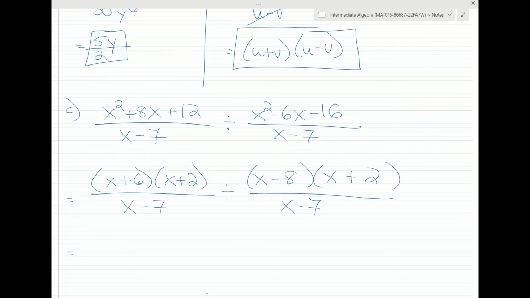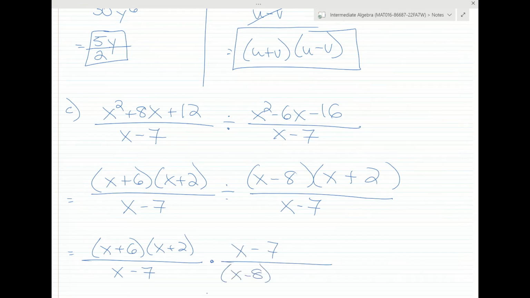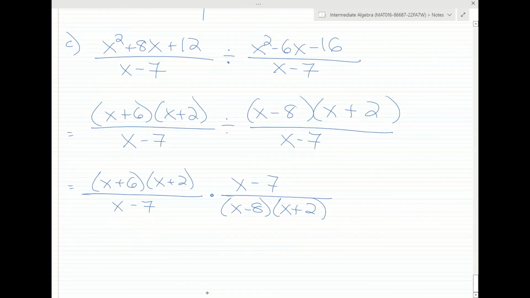Then we can multiply by the reciprocal here. This will just be x plus 6 times x plus 2 over x minus 7 times x minus 7 over x minus 8 times x plus 2. Then just look to cancel the same factors. So it looks like the x plus 2's cancel, the x minus 7's cancel, and we're just left with x plus 6 over x minus 8.